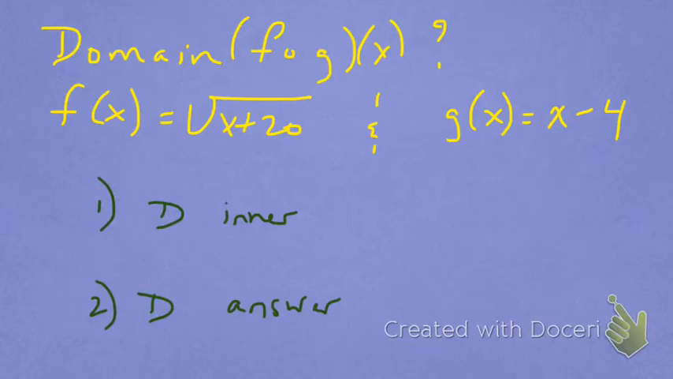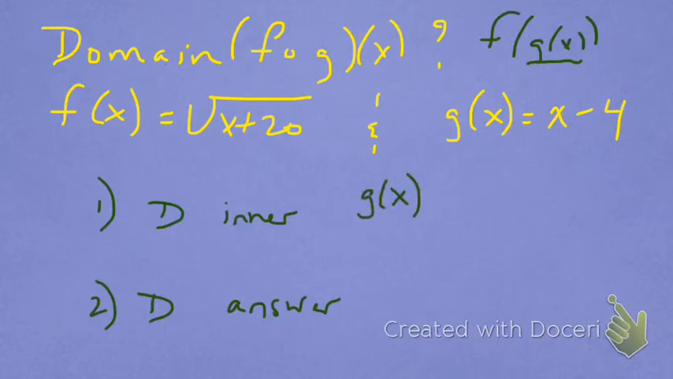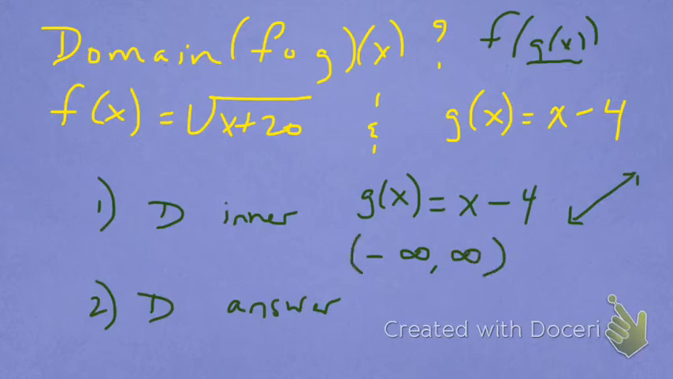The inner function, well, we were working on f of g of x. G was on the inside, so we're talking about the domain of y is x minus 4. That graph looks like a line. No denominator, no square root. The domain is negative infinity to infinity for the inner function.